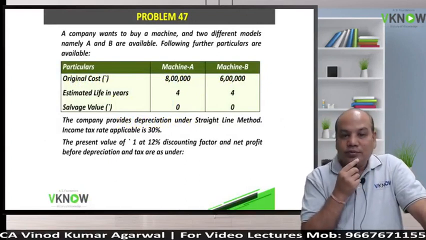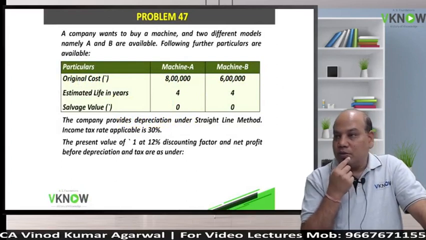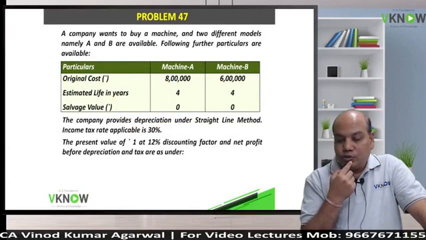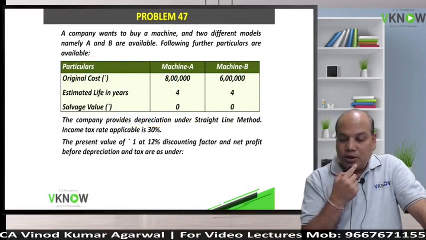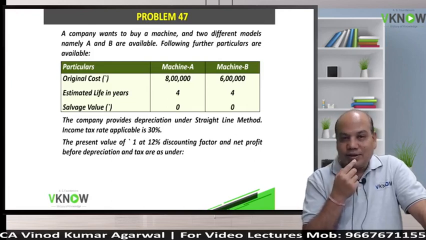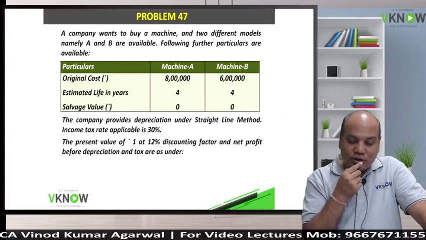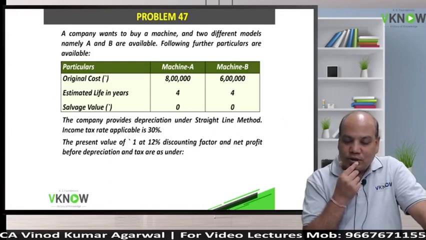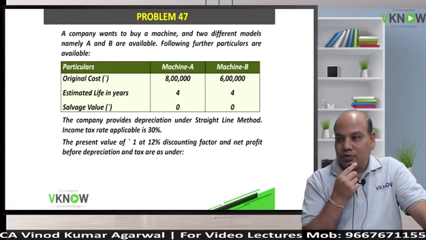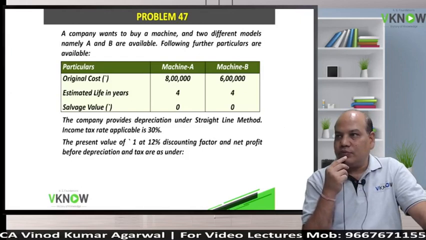And that day has come. A company wants to buy a machine and two different models A and B are available. Following further particulars are available. Original cost 8 lakh, 6 lakh. Estimated life, good news, both are same, 4 and 4.